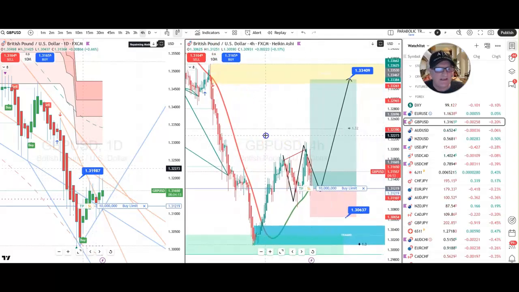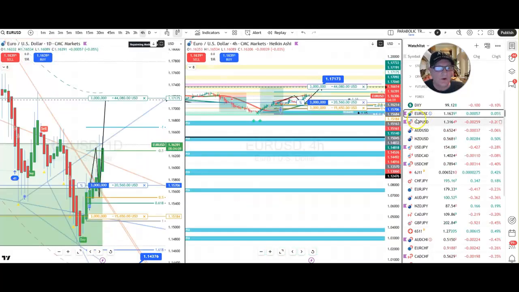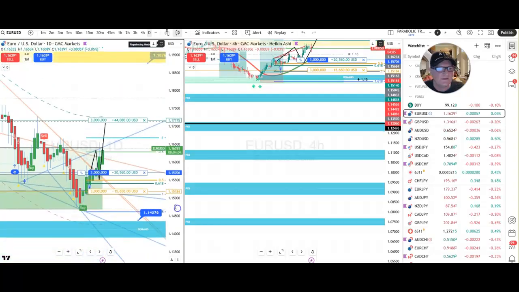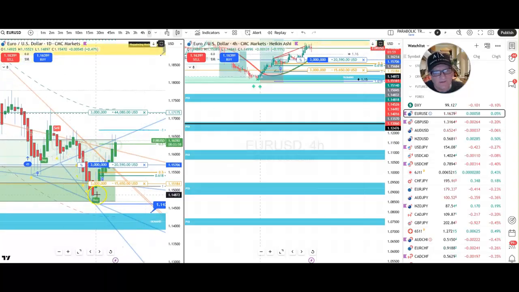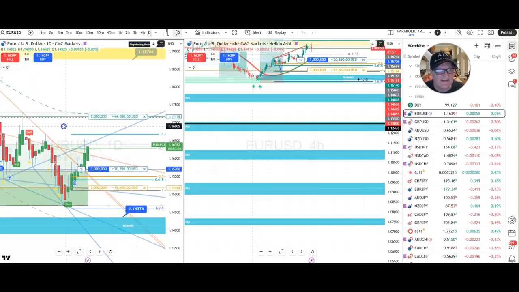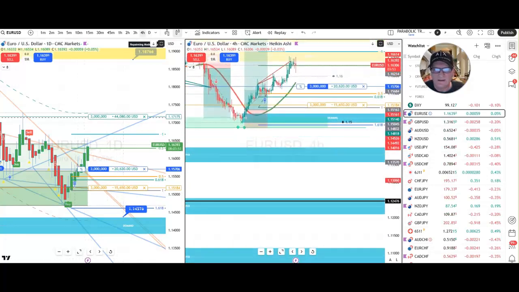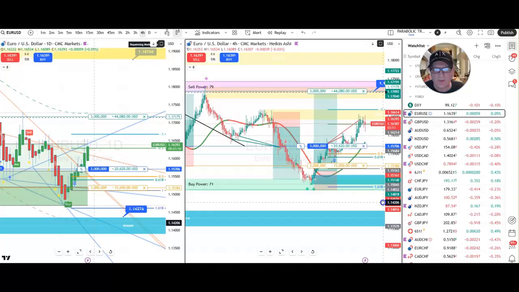Change of character here, but it is a correction. Euro dollar is not a correction. You can see on the left, we can see on the left that the price is bouncing off this support zone here, which indicates further upside momentum is likely. And then we can see how the price comes into a buy power of 71. Very, very strong.